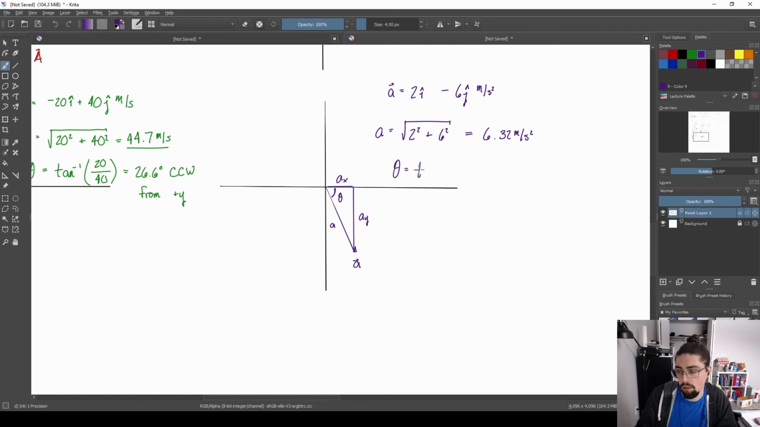My angle, theta, and inverse tangent. I take away the agency of the calculator. I say I will determine what this angle is. This is opposite over adjacent. 6 over 2. I should get 71.6 degrees clockwise from positive x. Or if you want to call that negative 71.6 degrees, that's totally fine by me.